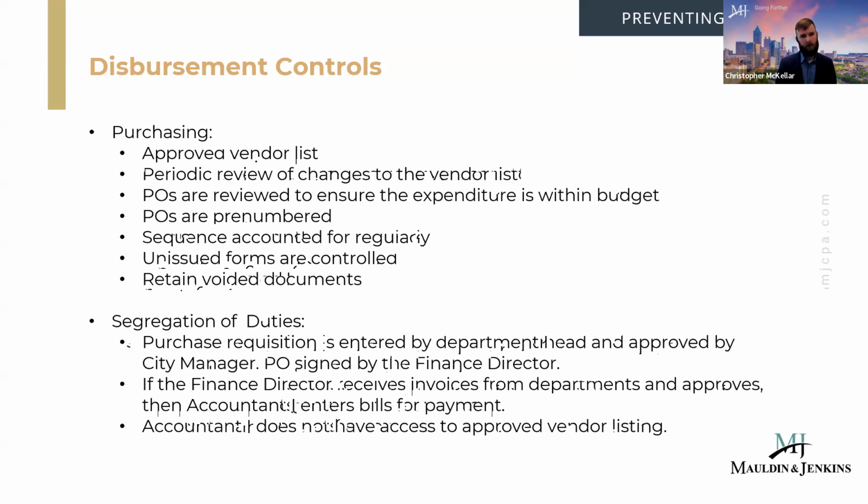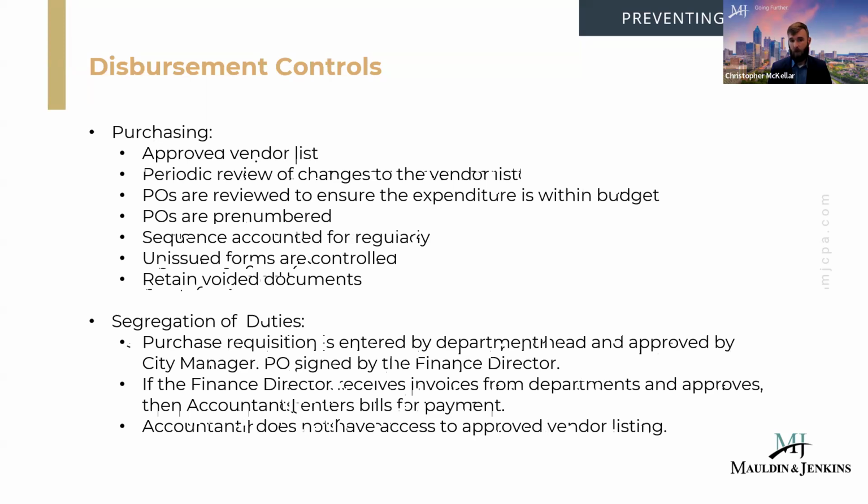Some segregation of duties in this area. Purchase requisition is entered by the department head and approved by the city manager. The PO is signed by the finance director. And if the finance director receives the invoices from the department and approves, then the accountant would enter the bills for payment. And then accountant 1 is assumed to not have access to the approved vendor listing. The accountant entering the bills shouldn't have the ability to make changes to the approved vendor list.